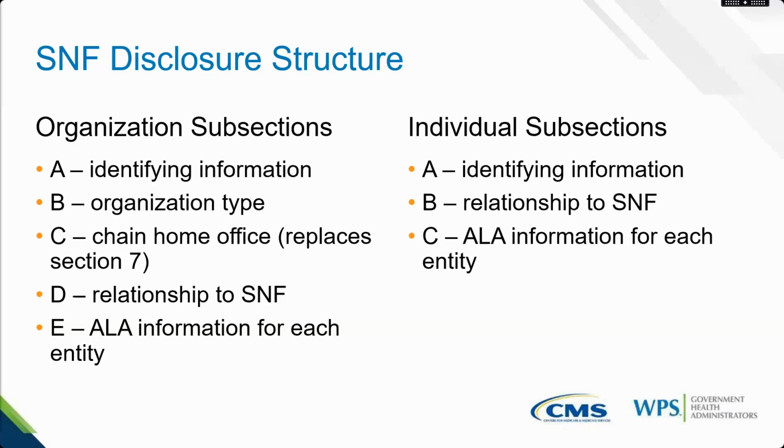Subsection B for an organization is organization type. Again, this is similar. One thing that is new is subsection C. Subsection C is replacing what used to be section 7. So if you've looked at the form and noticed section 7 is missing, it's not missing, it was reorganized and added to the attachment. The idea here was to make this attachment kind of a one-stop shop for all of this information. We didn't want the providers to get to a point in the attachment and realize, oh, now I have to go back to section 7 to complete this information. It also helps with the structure in PAYGOs.